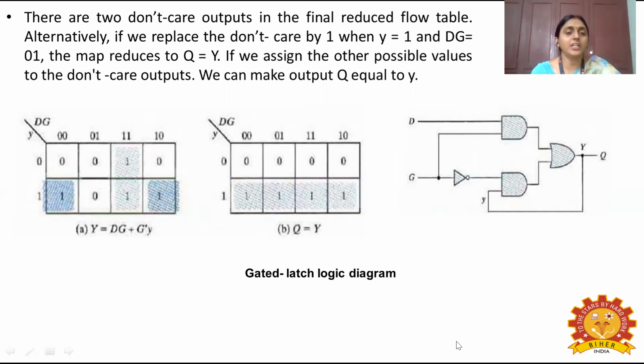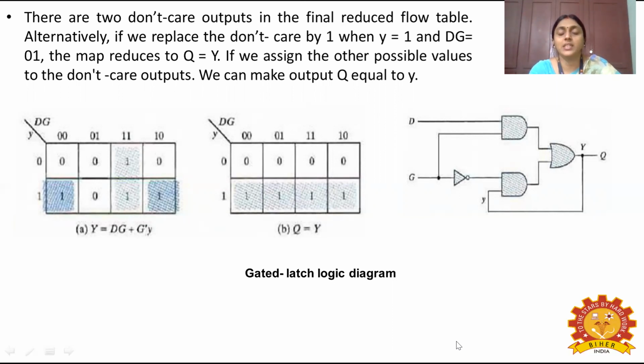So figure A shows the Boolean expression y = dg + g'y, where when the data is 0 and the gated input is 0, what will be the output y? This has been clearly explained in diagram A. And diagram B shows q = y, where after assigning the other possible values to the don't care outputs, we can see what the output is. That is given in figure B. And the corresponding logic diagram is given at the last.